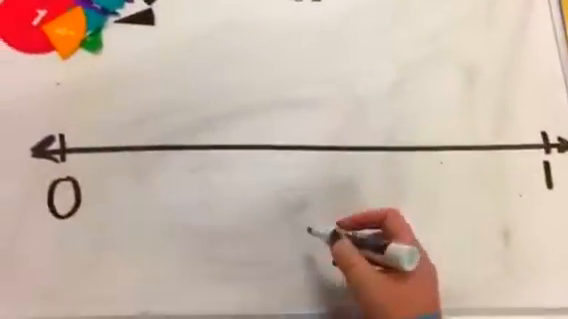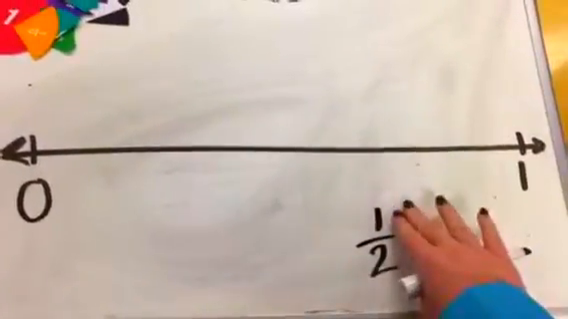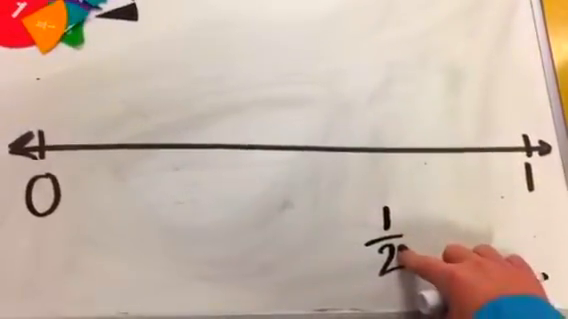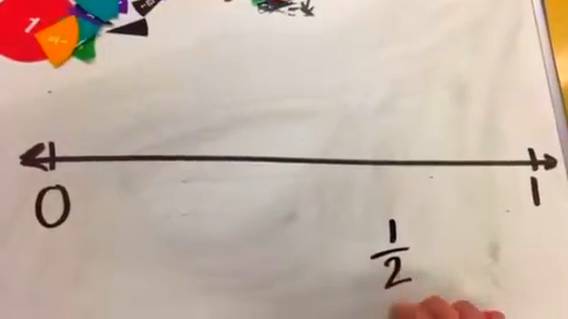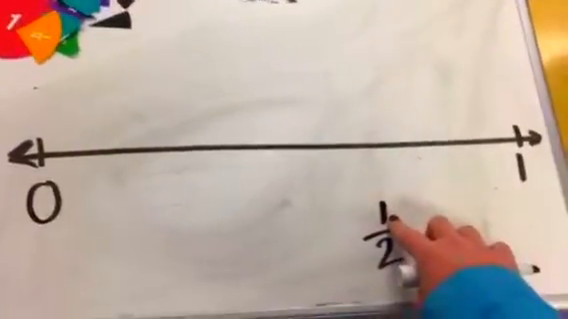Okay, so let's talk about the fraction 1/2. When you look at the fraction 1/2, I'm just going to write it down here. This fraction says that your whole has 2 pieces in it total, and that we have 1 piece with us. So 2 pieces total in the whole, and 1 piece maybe is shaded in if you were drawing a picture of it. So how would that look on a number line?